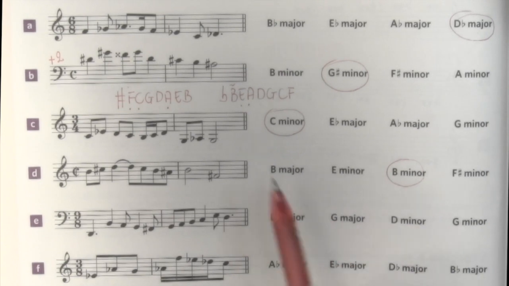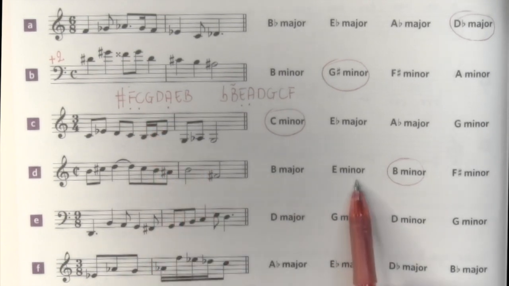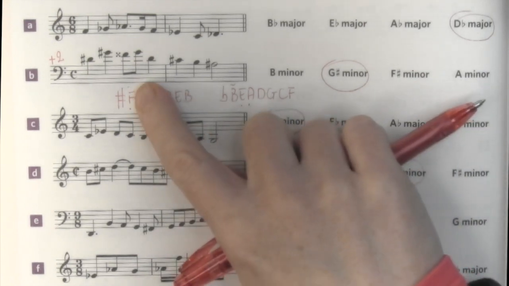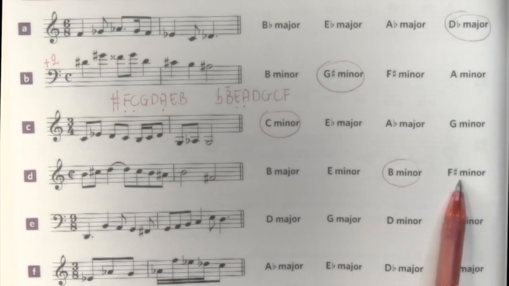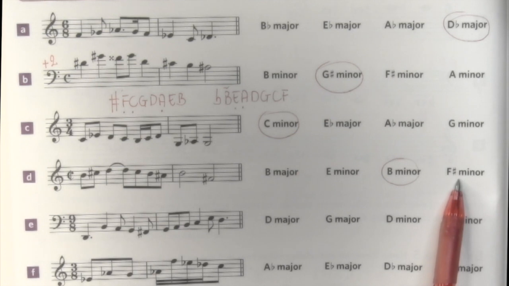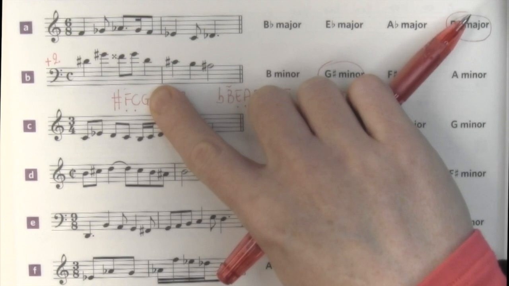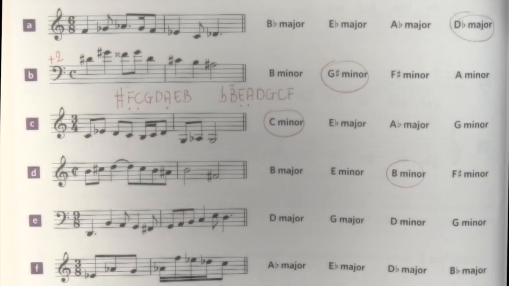B major has lots of sharps, all of them. E minor is the relative minor of G major, and it would have just 1 sharp. And F sharp minor is the relative minor of A major, and A major has 3 sharps. There you go.